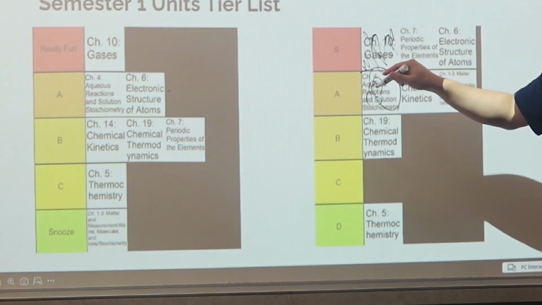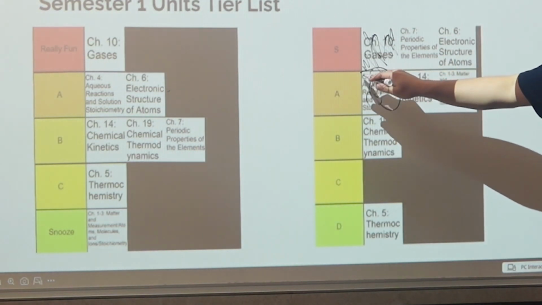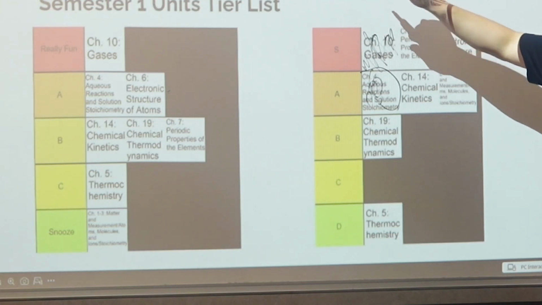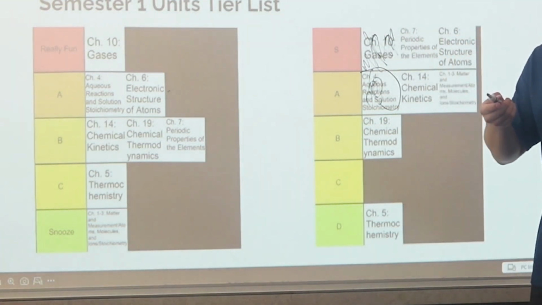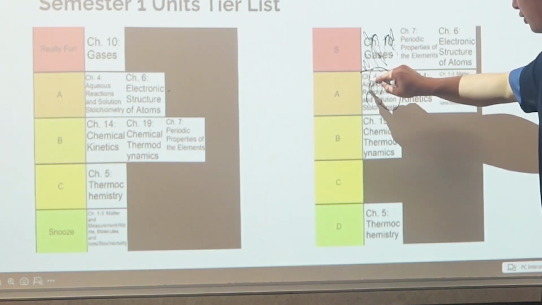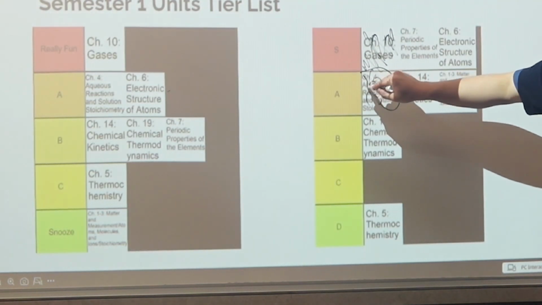Depending on how well you do on the unit 1 to 3 test, I predict that your score for chapter 4 will be within plus or minus like 5% or something. How good you are at stoichiometry directly corresponds to how well you do on this test.